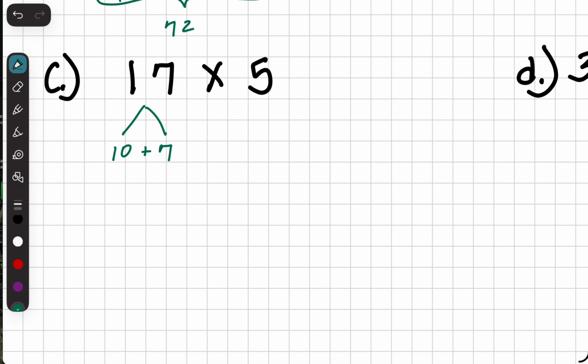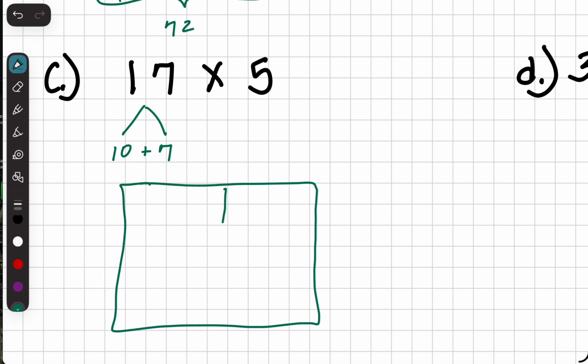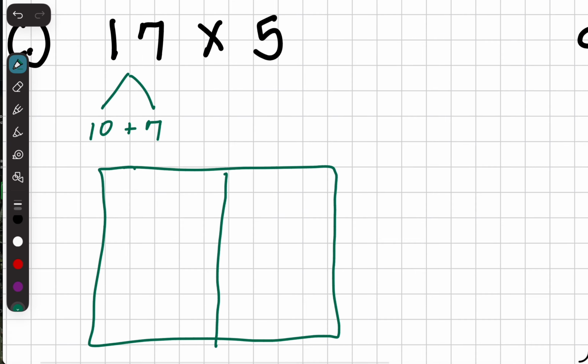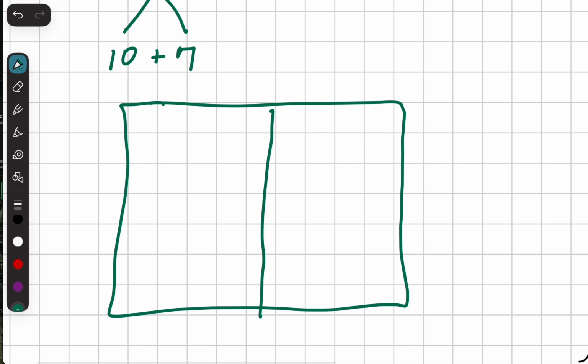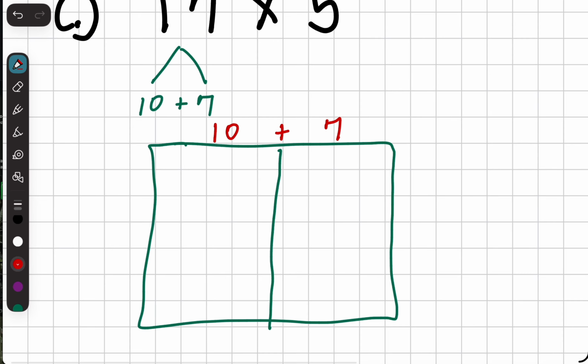Now I'm going to make my area model box. I'm going to put one line down the middle. Now that I have my area model box, I'm going to rewrite this at the top as 10 plus 7. And the only number that I haven't used yet is the 5. So I'm going to put the 5 on the side.